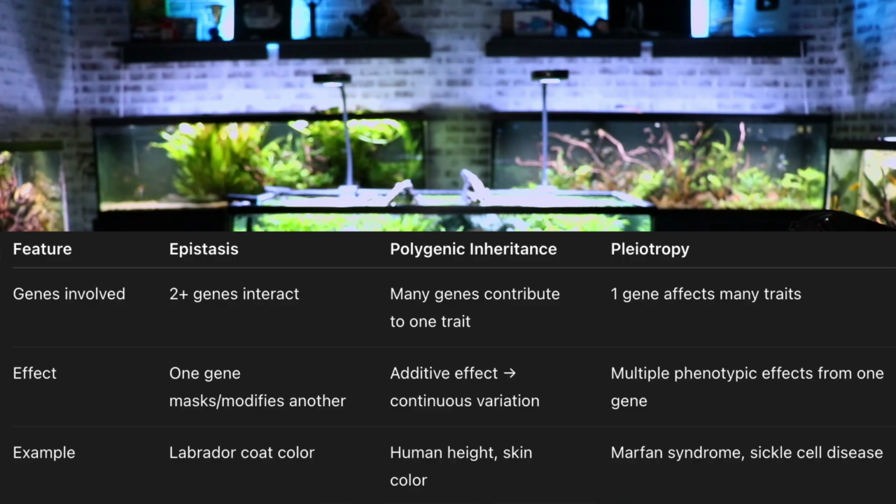So it's not three genes that are interacting. It's actually two: one that expresses either black or brown, and a second gene that determines if that gene can be expressed at all, and if it's not, it'll lead to a white lab.